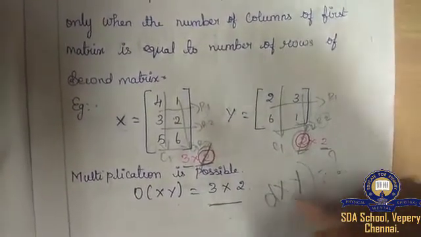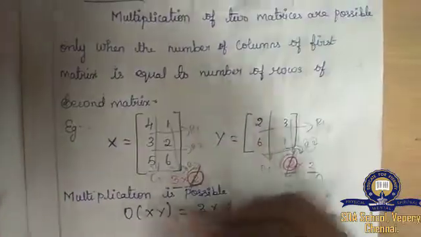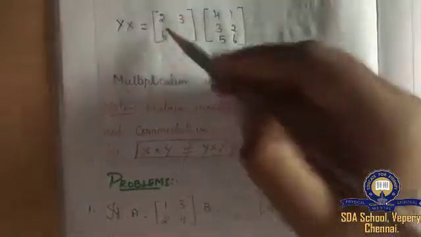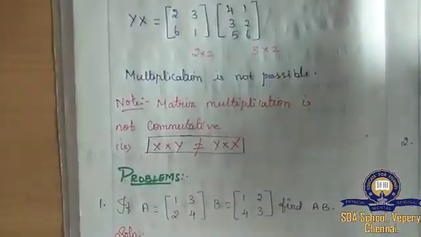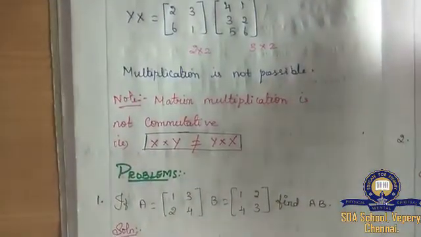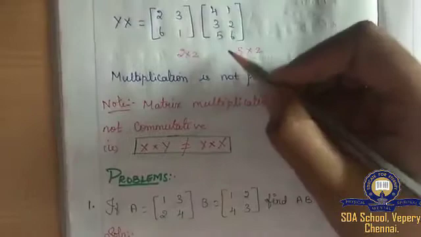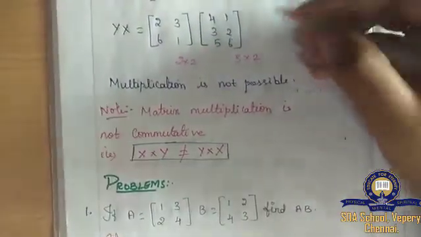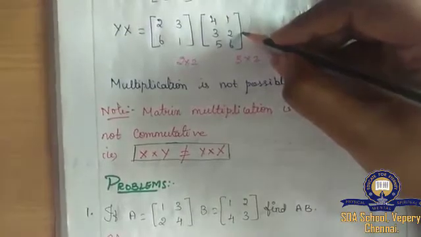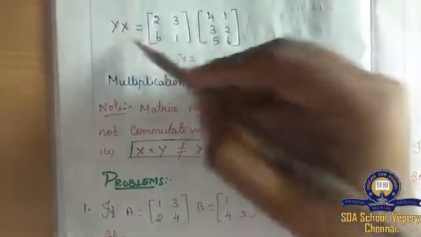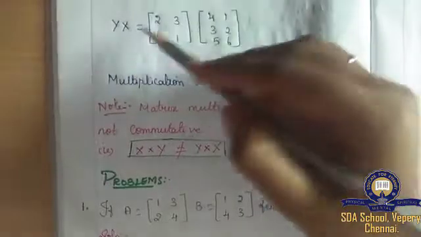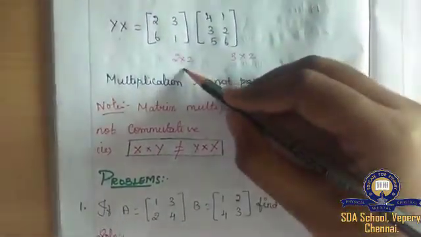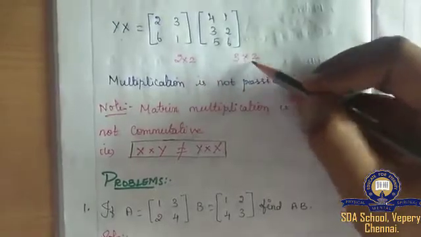Now we came to know XY multiplication is possible. Let's go for another case. Let's check whether YX multiplication is possible or not. In the last case we have seen XY multiplication is possible, right? So here let us have a look, whether YX multiplication is possible or not. Again I am using the same matrices that we used in the last problem. Here I have taken matrix Y as 2, 3, 6, 1 and matrix X as 4, 1, 3, 2, 5, 6. Matrix Y is of order 2 by 2 and matrix X is of order 3 by 2.